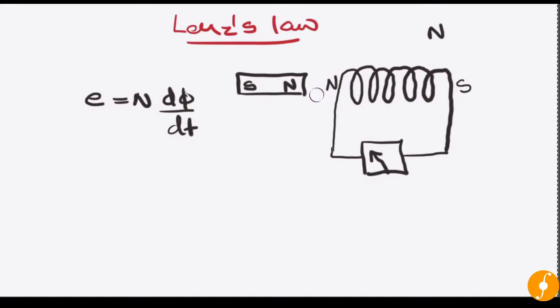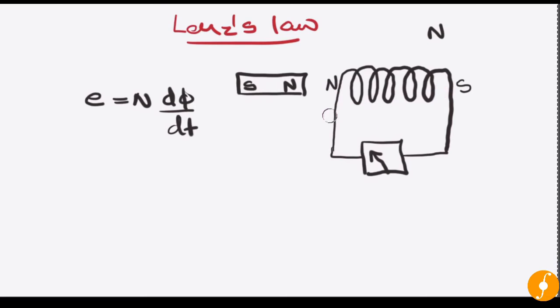And why does this happen? See, here the coil is cutting magnetic flux because we are trying to insert this magnet into the coil, right? So the coil will try to make a north pole here so that it is opposing the insertion of the magnet. So that is why the current flows in this particular direction so as to make this side north and the other side south.